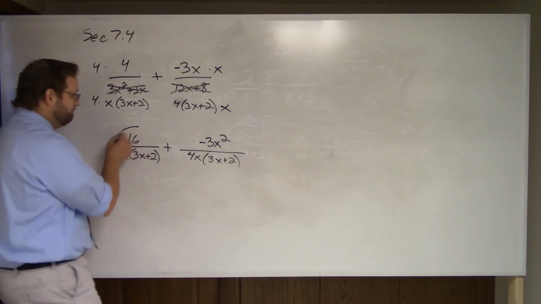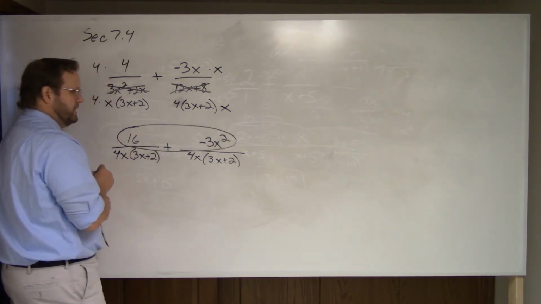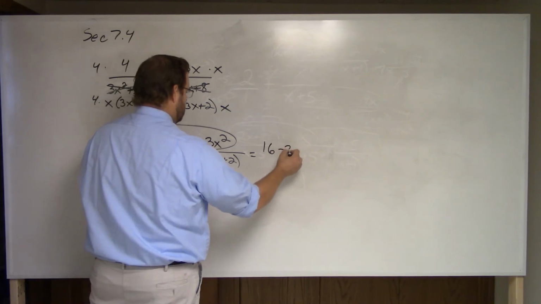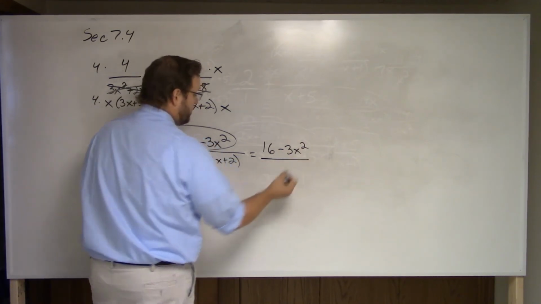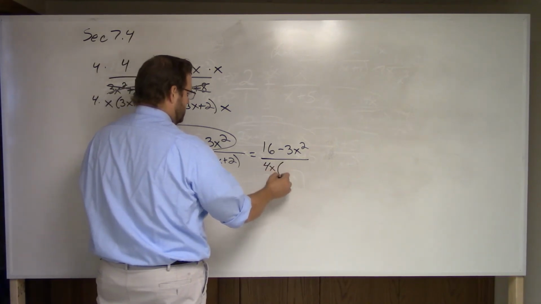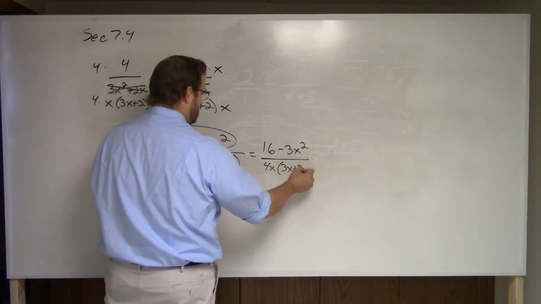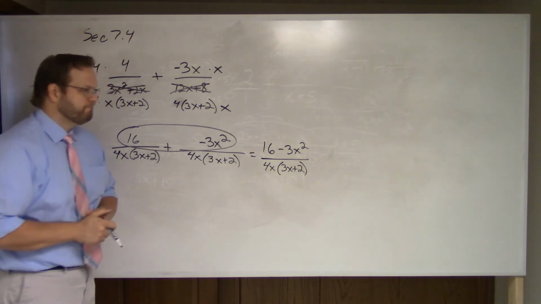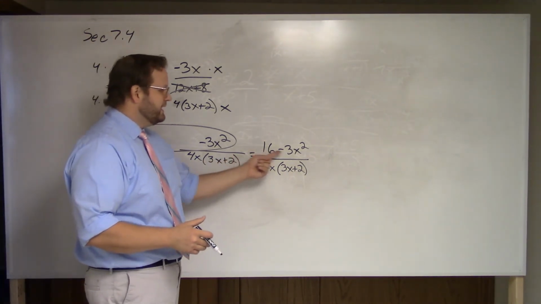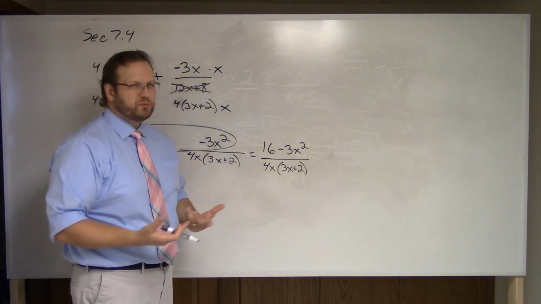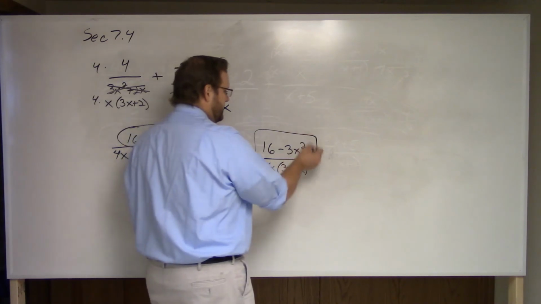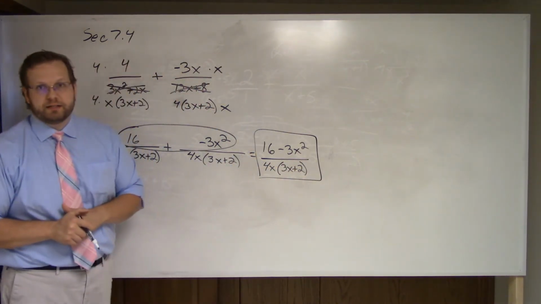At this point, combine. So I get 16 minus 3x squared, since those aren't like terms, that's the best I got. And then I have a 4x, 3x plus 2. And that's it. You could factor out a negative to put the x squared in front, but that doesn't really allow for anything else after that. So honestly, I would just leave it as this and move on to the next one.